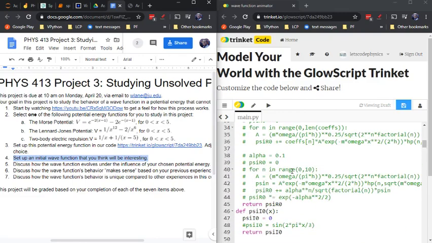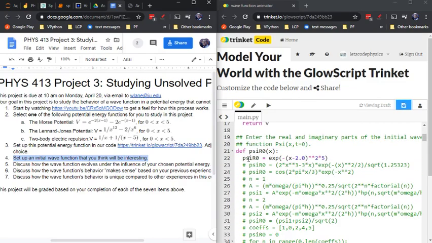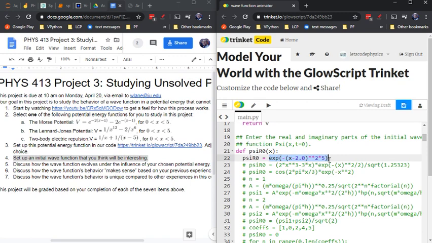Up here in psi real or psi imaginary 0, you set this to be whatever interests you. You could use a coherent state. You could use a sine and cosine. You could use an eigenstate of the harmonic oscillator. You use what you think would be interesting to watch. Because the thing is, if it ends up behaving funny, that's either something worth studying or you can just go back and change it, right?